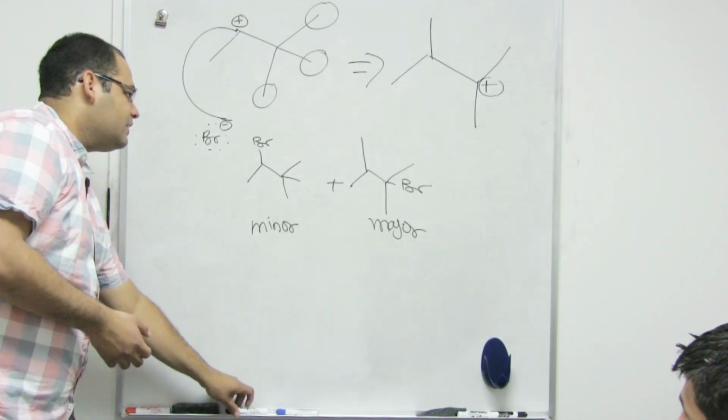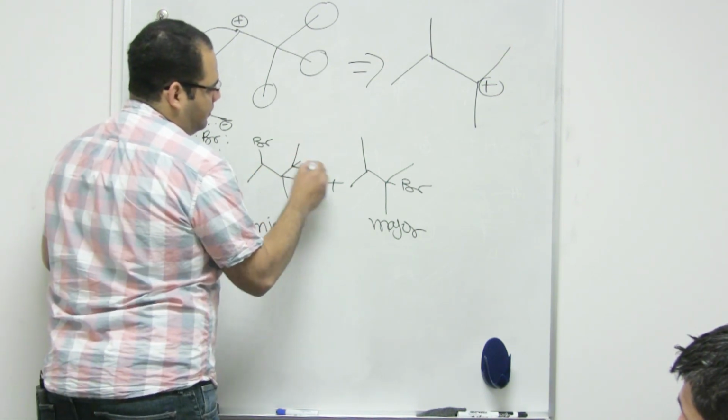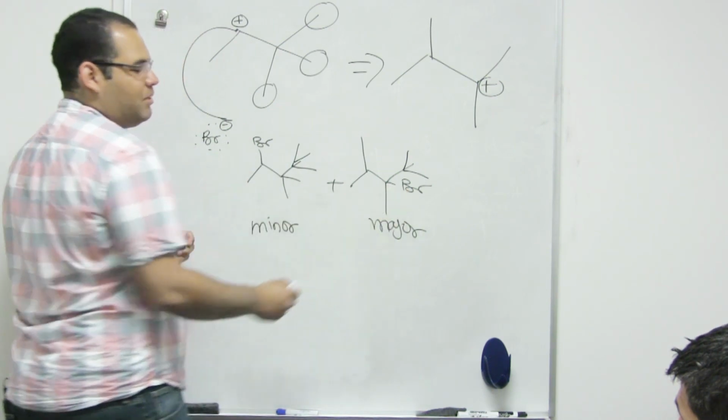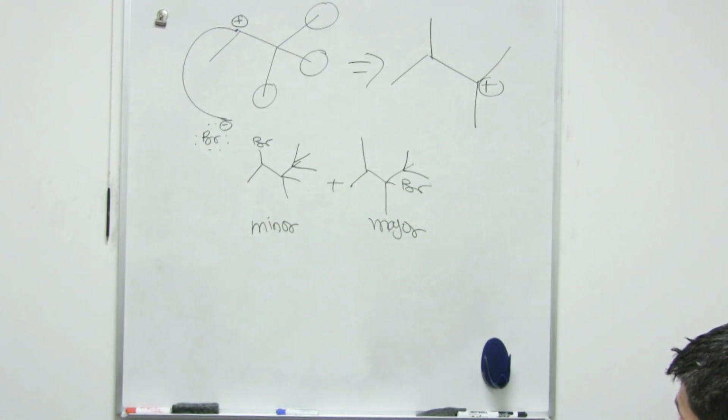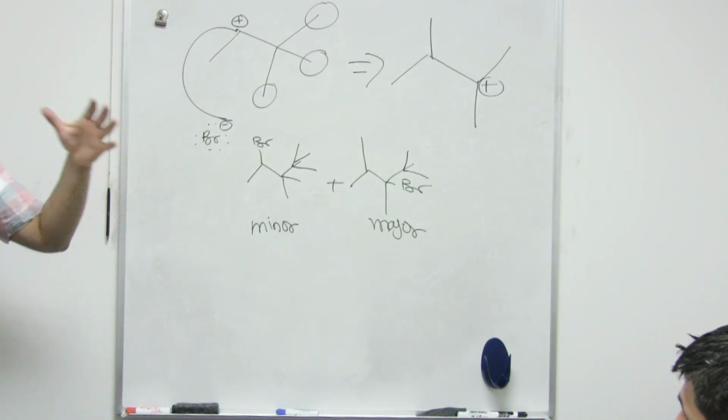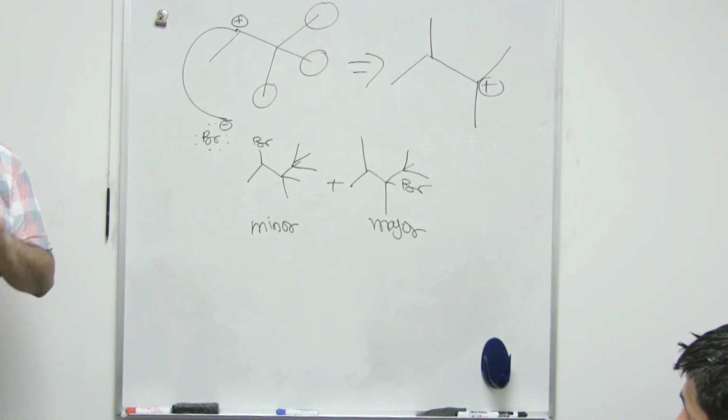Suppose I have here, instead of a methyl, a tert-butyl, and a tert-butyl there. This guy's not going to be added there. No way. You have carbon, carbon, carbon, carbon, and you place a big atom there. It's not going to happen.